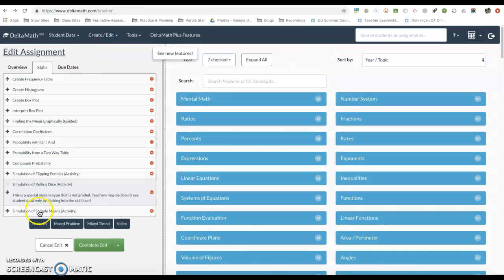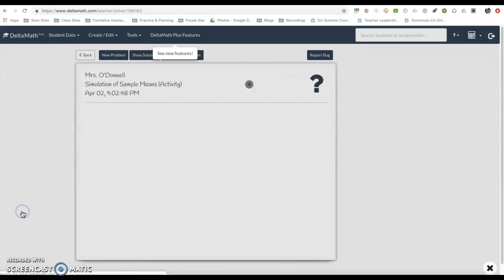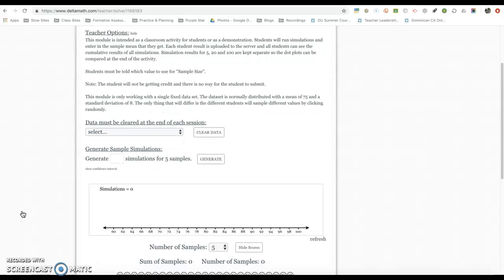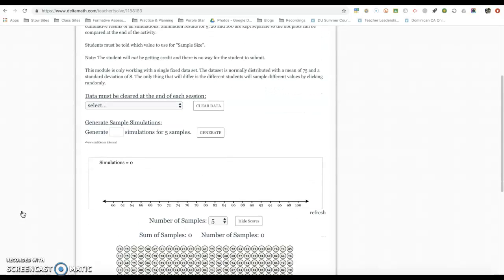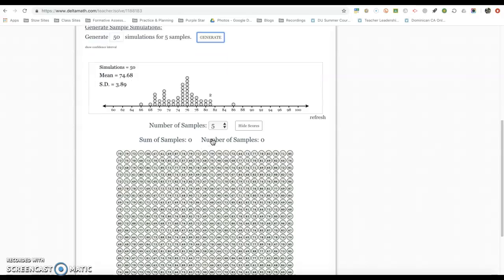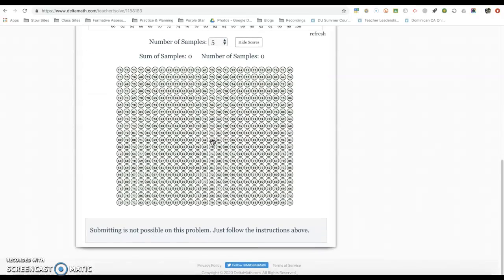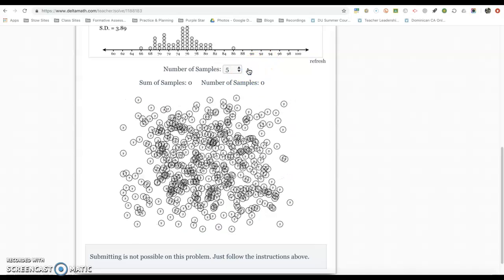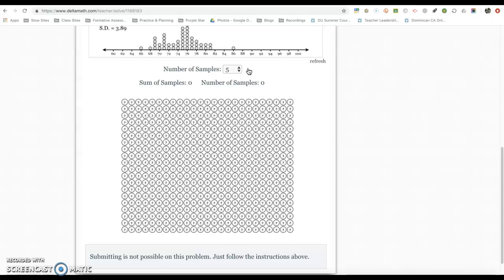I have 3 minutes left. Simulation of sample means. Okay, so let's check this out. Sample means. Data must be cleared at the end of each session. Okay, great. Generate sample simulations. We'll do 50 again because that seemed to work pretty well. Generate. It looks like we've got them. Number of samples. Hide scores. Shuffle.